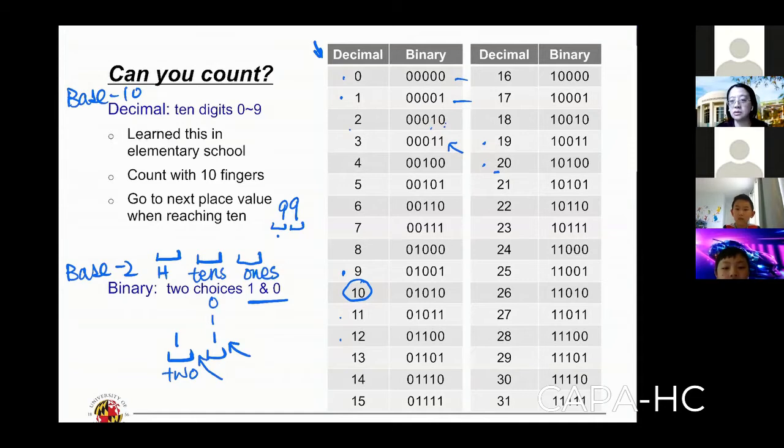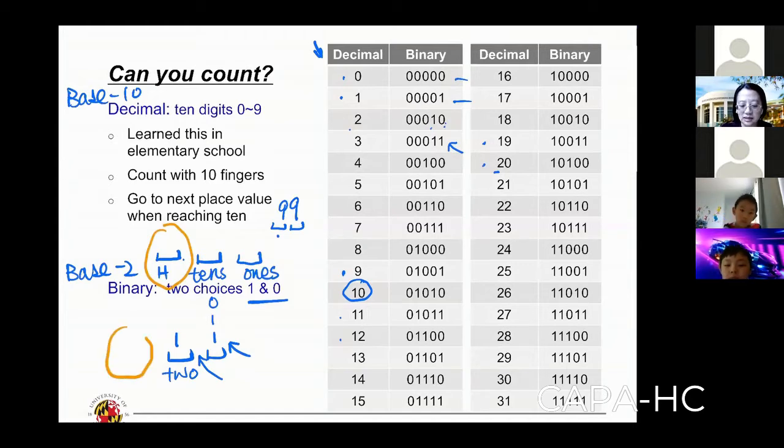And now adding to the original bundle of 2, we have 2 bundles of 2. But we do not have more than 0 and 1 values to use. What did we do in our decimal system? We introduced one more place value.